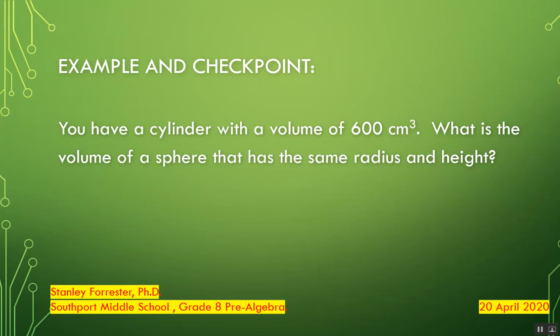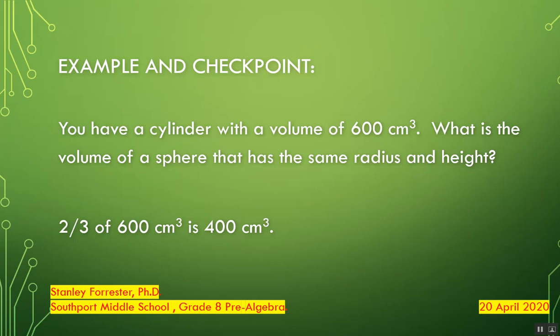Okay, you have a cylinder with a volume of 600 cubic centimeters. What is the volume of a sphere that has the same radius and height? Well, we take the volume of the cylinder and we multiply it by 2/3. We already know what 1/3 of 600 is. That's 200. And then we multiply it by 2. That 200 becomes 400 cubic centimeters.